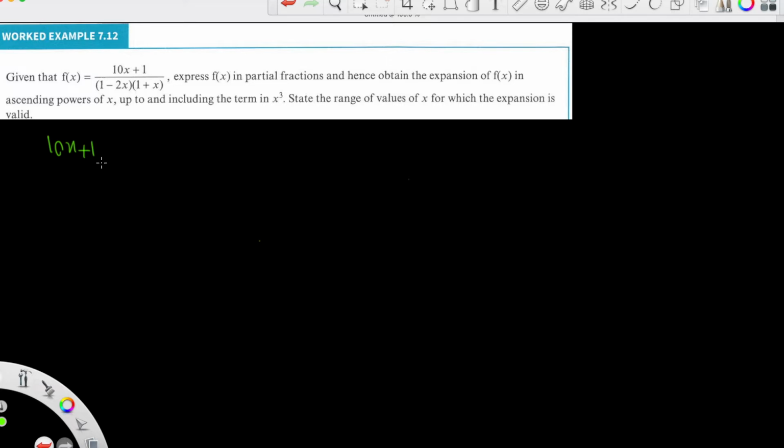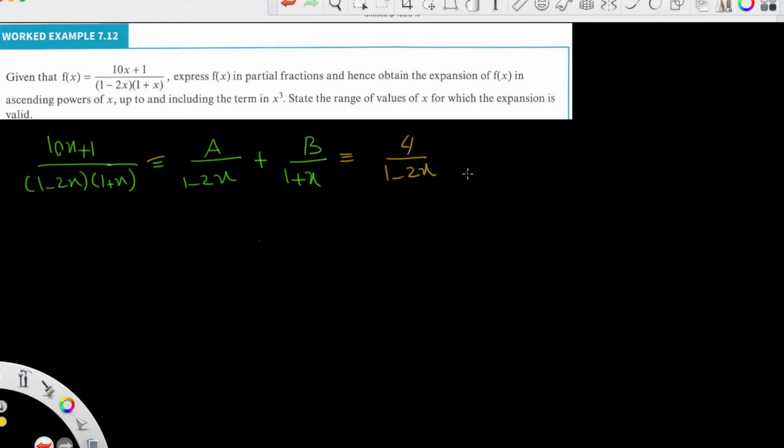So first we split into partial fractions. With the factors (1 - 2x) and (1 + x), it is the first case: A over (1 - 2x) plus B over (1 + x). Then after taking a common denominator and finding the constants, as you saw in the previous videos, it can be split into A = 4, so 4 over (1 - 2x), and B is negative 3, so negative 3 over (1 + x). Or you can say 4(1 - 2x) to the power of negative 1, minus 3(1 + x) to the power of negative 1.